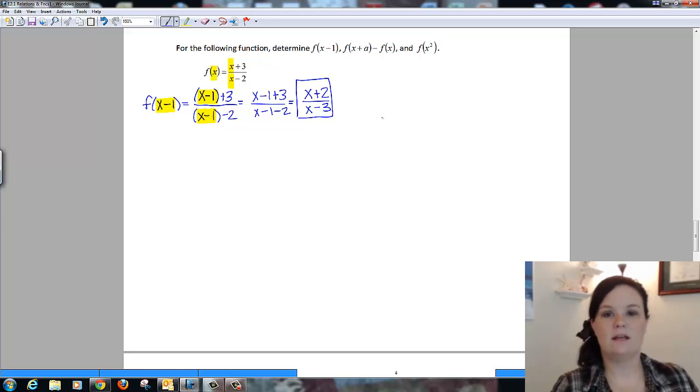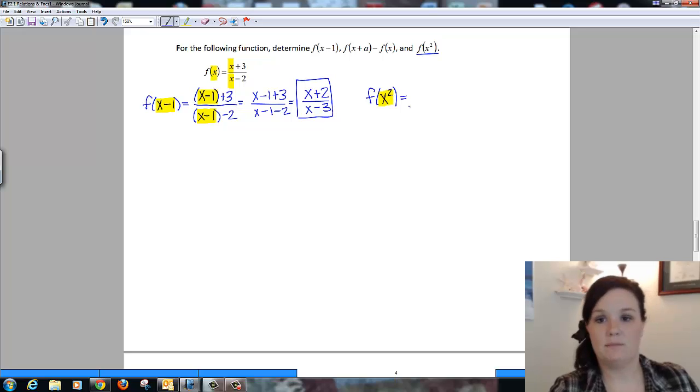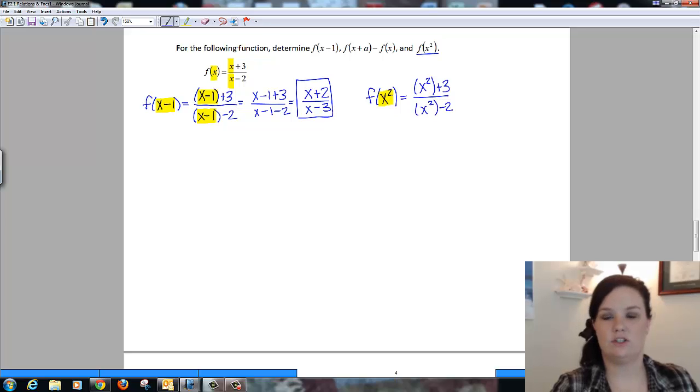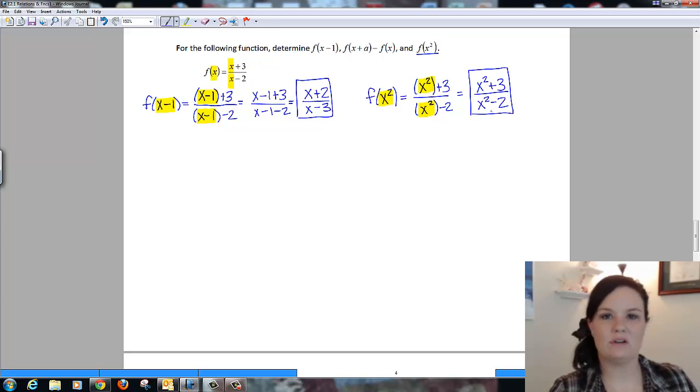Okay. The next one I want to do is this last one because it takes up very little space. If I want to find f of x squared, that means I'm going to plug in x squared for my x's on top and bottom in my original function. So I'm going to do x squared plus 3 all over x squared minus 2. Notice wherever there was an x in my original function, I'm now putting in x squared. Now here I don't have anything that I can factor. There's not a difference of squares. Nothing's going to cancel. So I just leave it as it is and drop my parentheses.